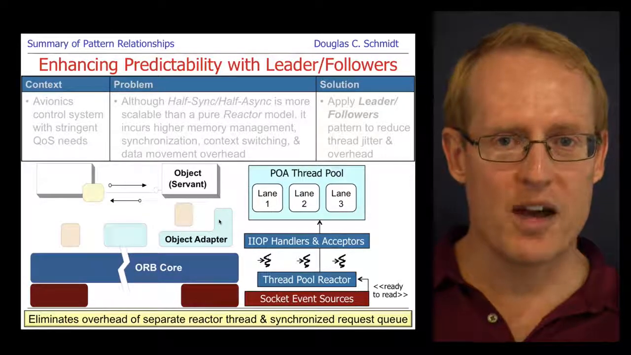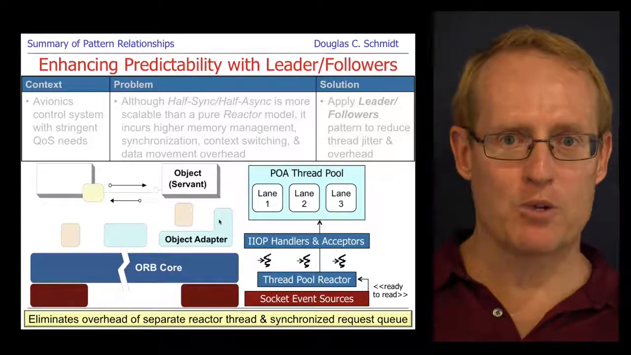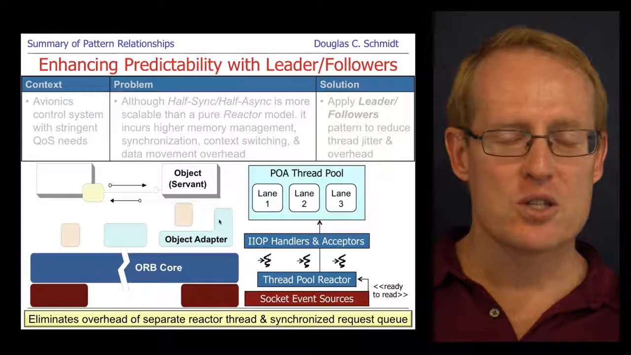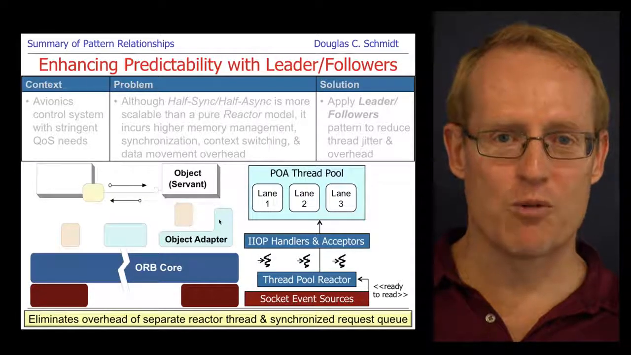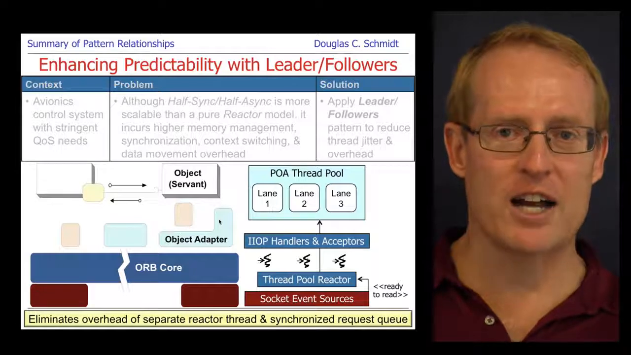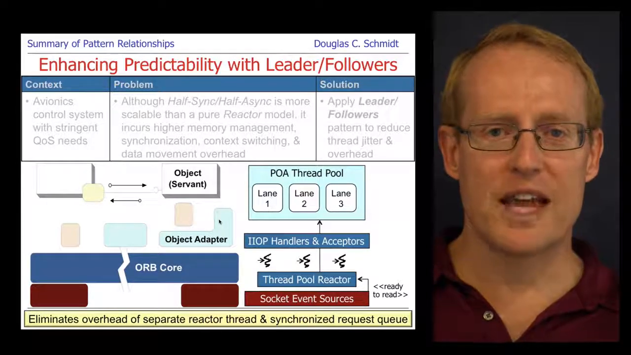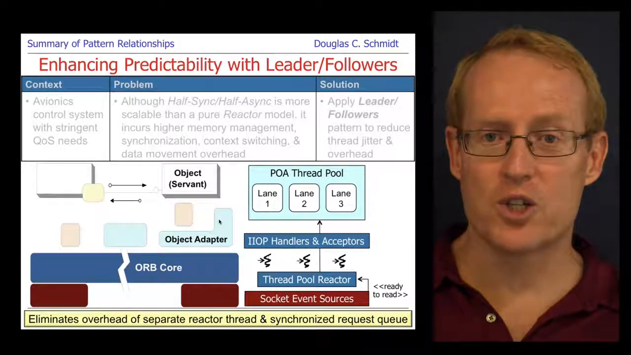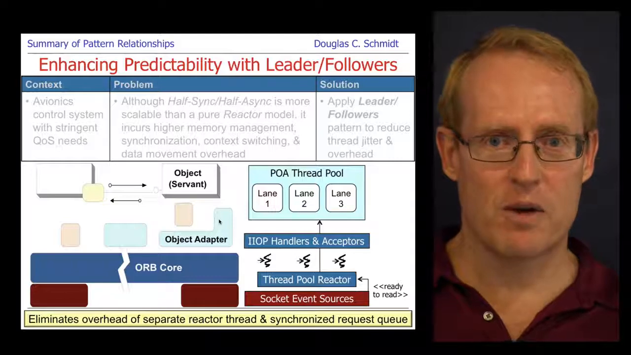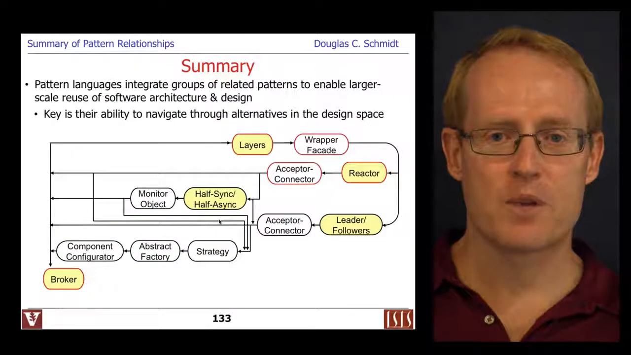One of the things you can do with Half-Sync/Half-Async is rearrange the order in which requests are queued so that the order in which they're processed is not necessarily the order in which they arrive, which allows you to prioritize requests, which can be important for certain kinds of operations. So once again, it's not about one pattern being better than the other. It's about knowing when to choose the right pattern for the right job by navigating through the alternative design space.